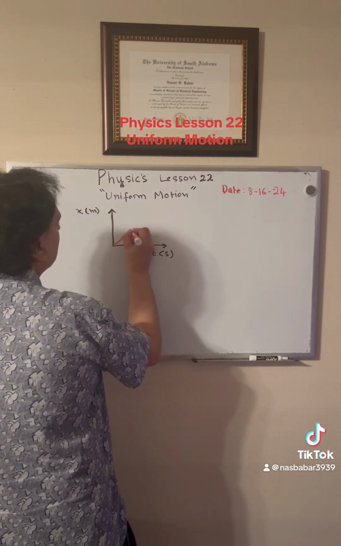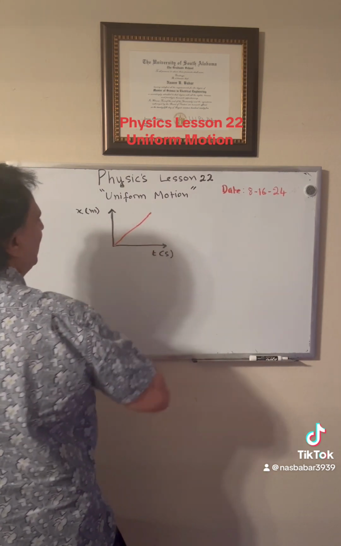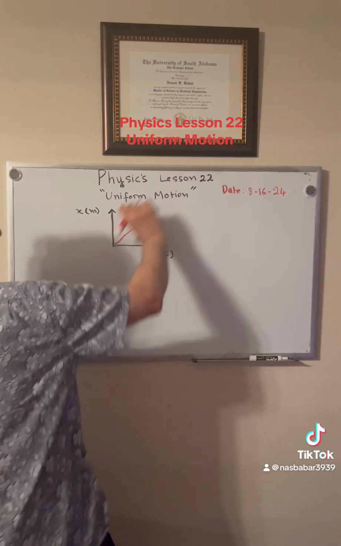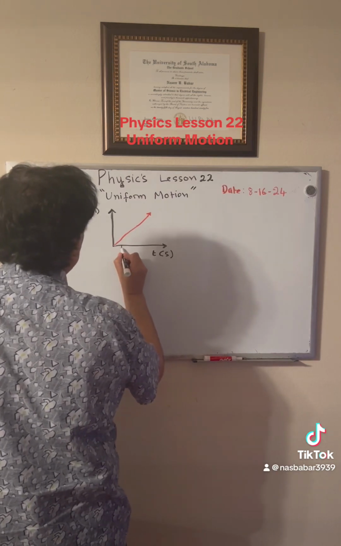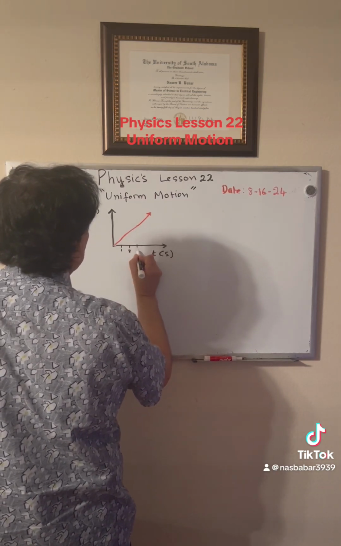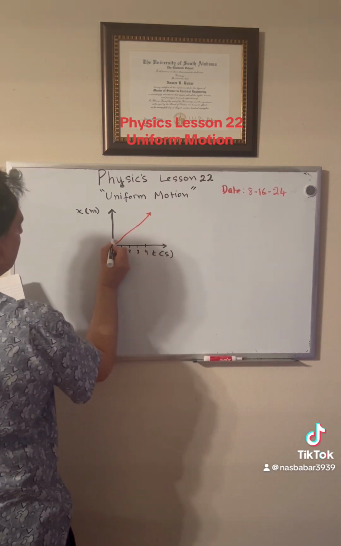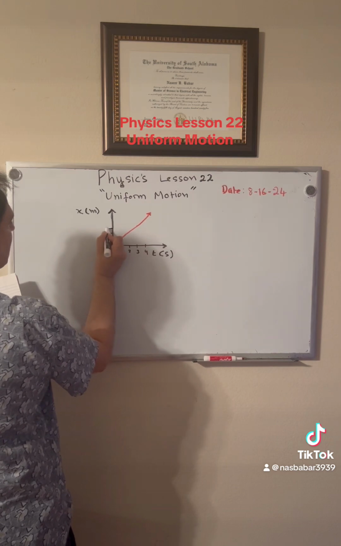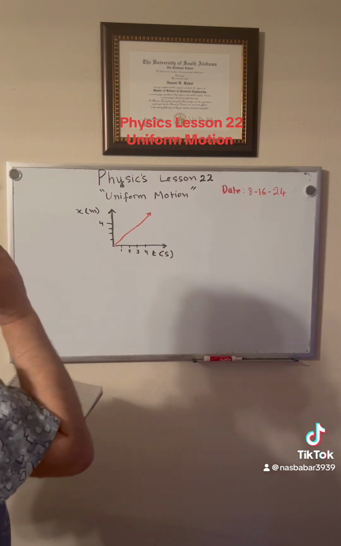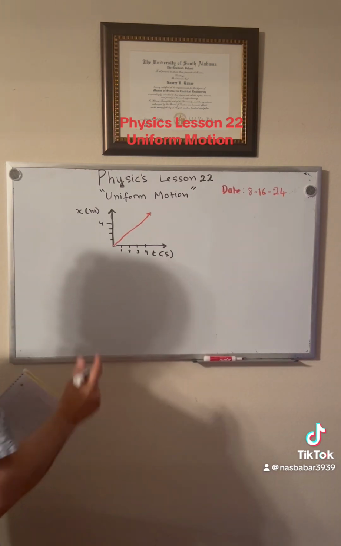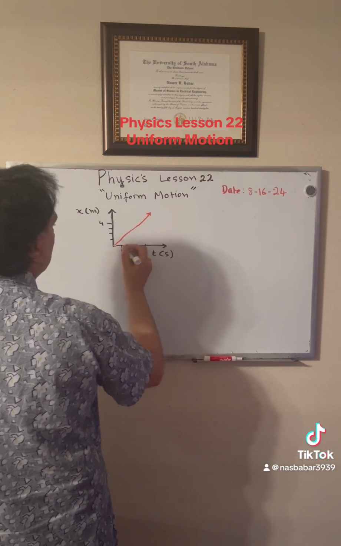I'll draw that in red, as straight as I can. This is my position. Pretend that this is a straight line. If I do some tick marks right here, let's say 1, 2, 3, 4, 1 second, 2 seconds, 3 seconds, 4 seconds, and then 1 meter, 2 meters, 3 meters, 4 meters, right? That is what my position graph is. At every second, my distance is changing. At 2 seconds, it's 2 meters, at 3 seconds, 3 meters, and so forth.